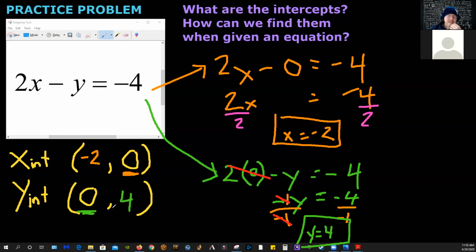So yeah, these are the two intercepts. And you want to make sure you write them as coordinate pairs. You don't just want to say that x equals this and y equals this, because that'll be confusing. That'll be ambiguous. People will think you're only talking about one coordinate, when in fact we're talking about two coordinates.